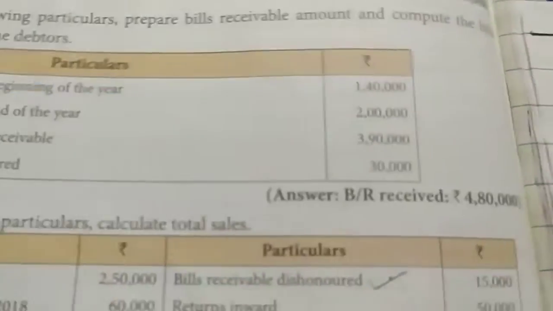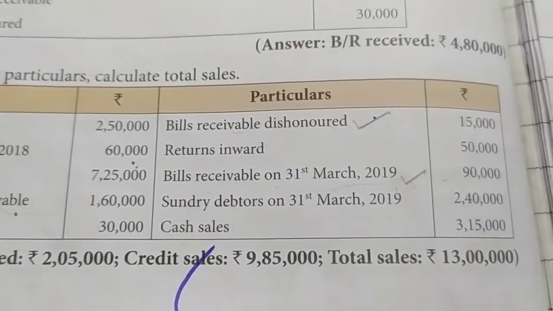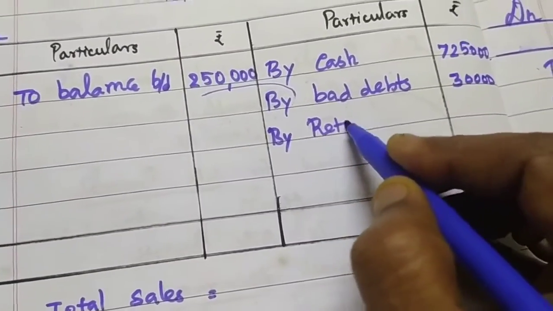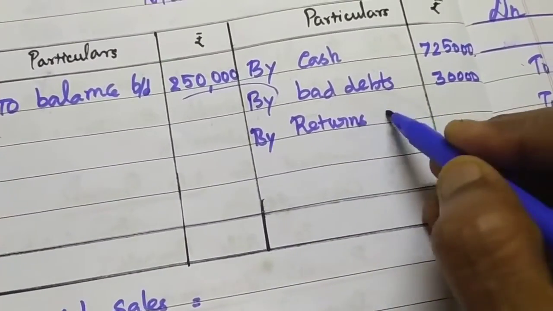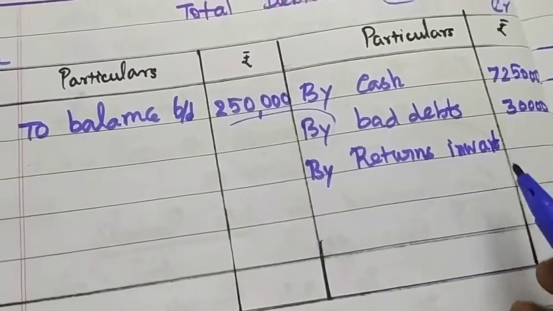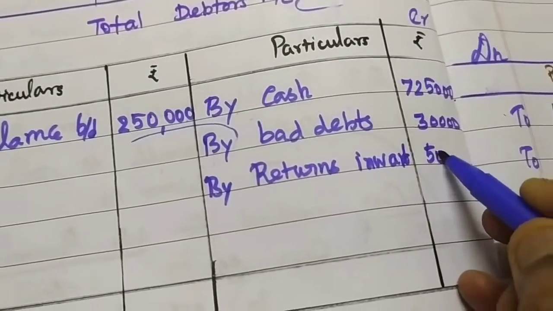And then bills receivable dishonored. Returns inward is there. Returns inward also will come on the credit side. We know that. So by returns inward. Returns inward is otherwise called sales returns. Returns inward is 50,000 given. So I am writing 50,000 on the credit side.